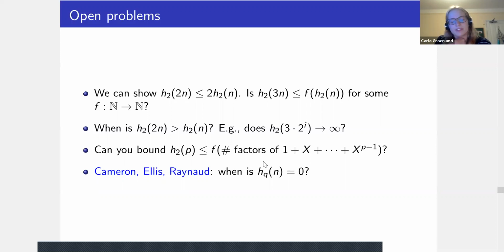And the final question, which I think is maybe the most interesting one from this slide, is when HQ of n is 0. I haven't defined HQ of n yet, but you can maybe guess what it is. We've now been working over the field F2, but we could have done everything over FQ as well. In that case, we can again define a cyclically covering subspace and HQ of n in the same manner. For H2 of n, we knew that it was exactly the powers of 2 for which this was 0. But for general Q, this is still wide open.